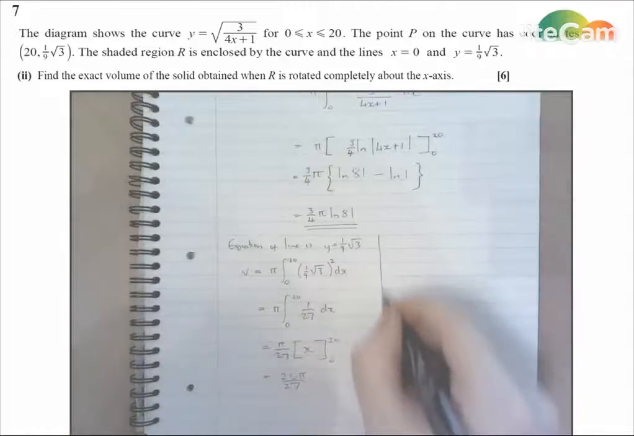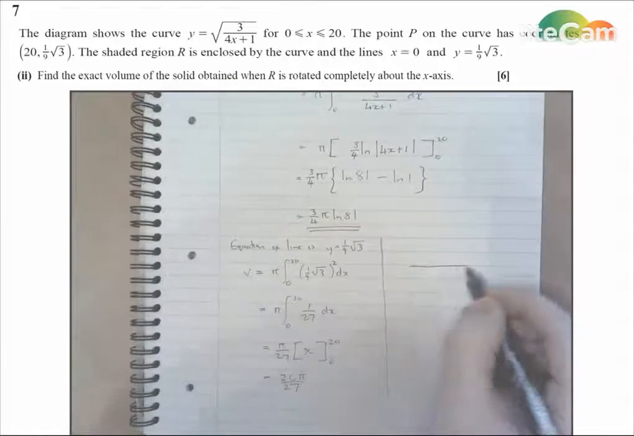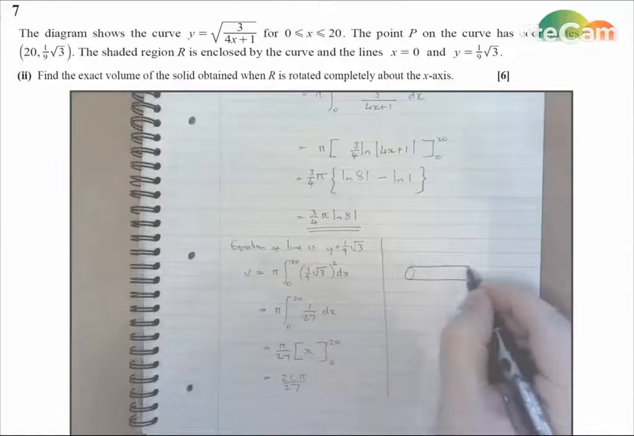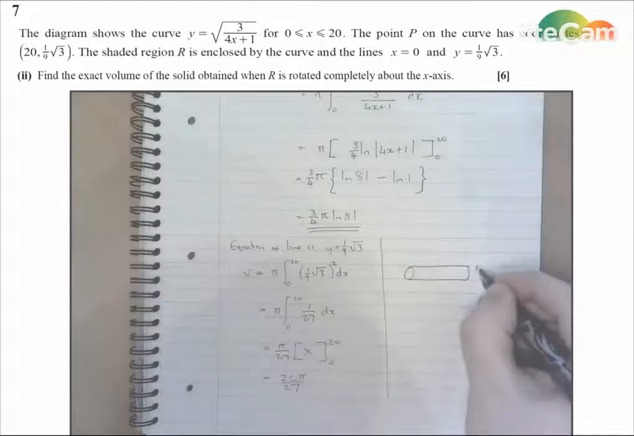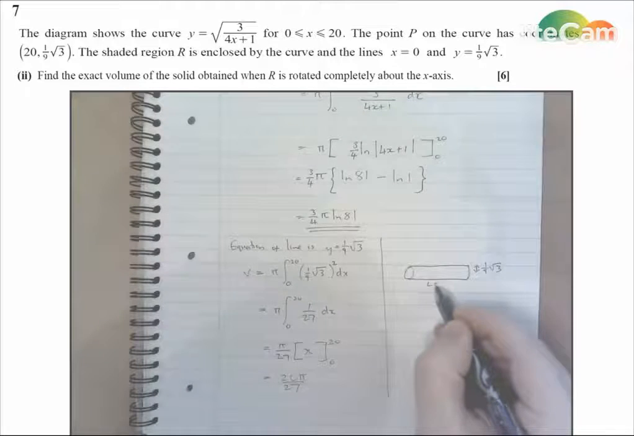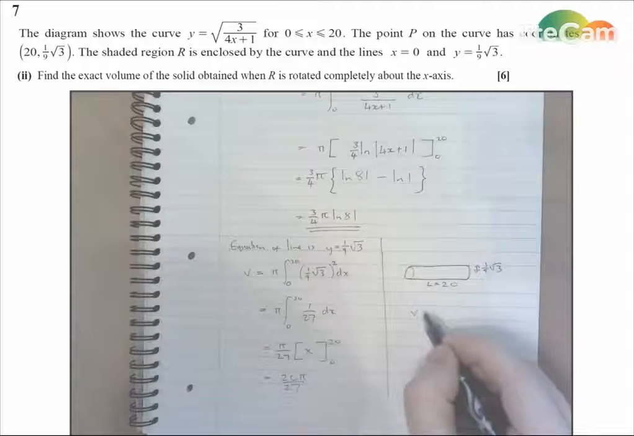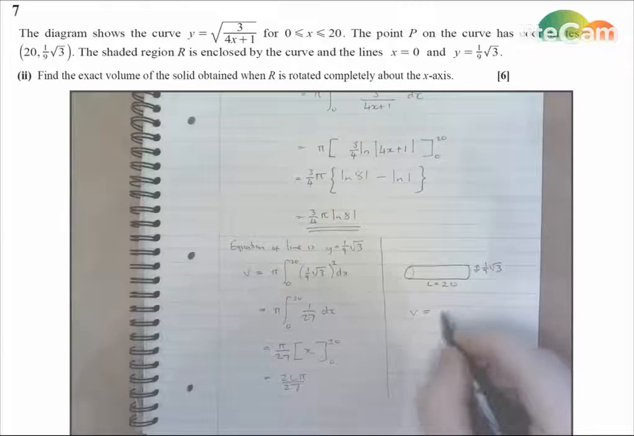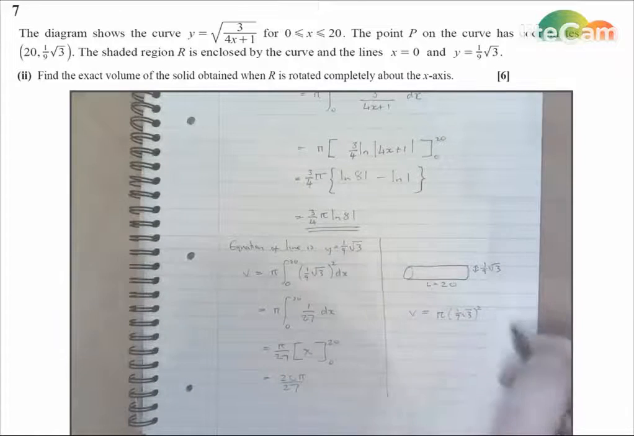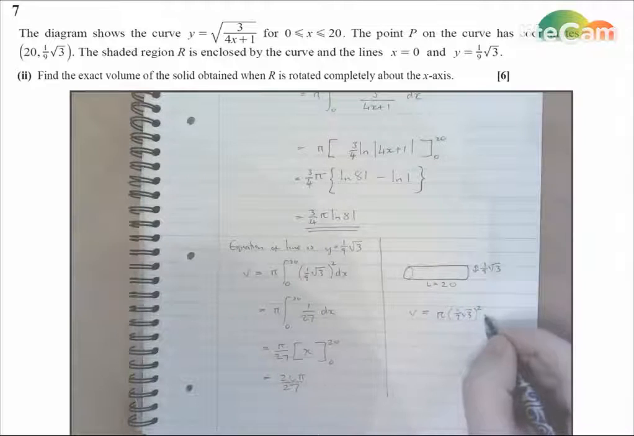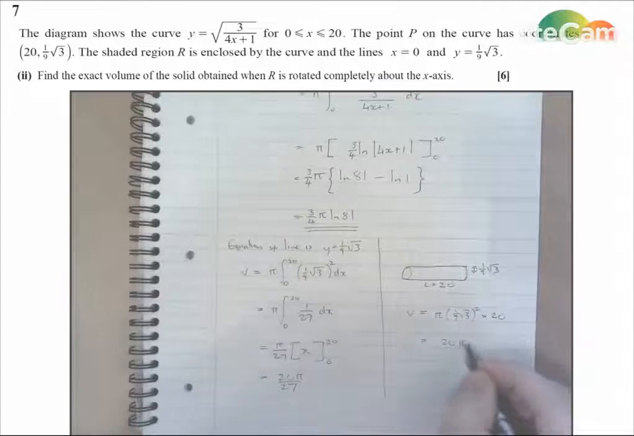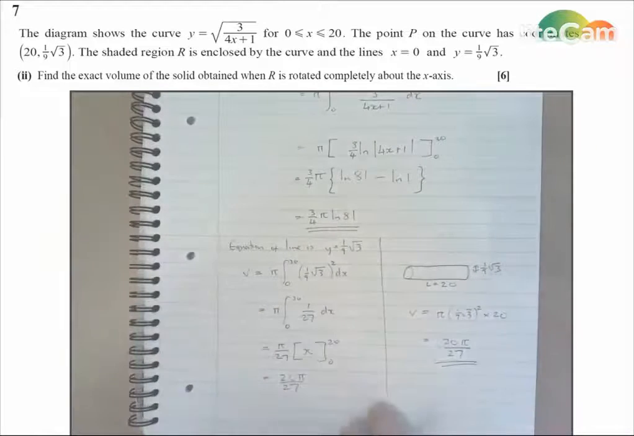Another way I could have done this, I could have imagined that this shape that goes around the x-axis will create me a cylinder. And I know the radius of that cylinder is 1/9 root 3, and I know the length of it is 20. If you can remember the formula for the volume of a cylinder, you're going to do pi r squared times the length. And if you simplify that, you get 20 pi over 27. So the same answer either way. It doesn't matter which way you do that, you only need to do one of them.